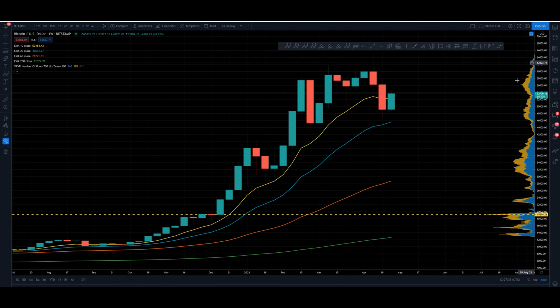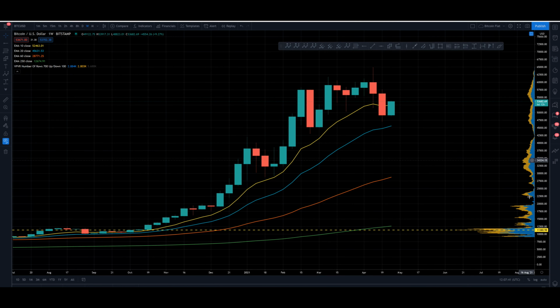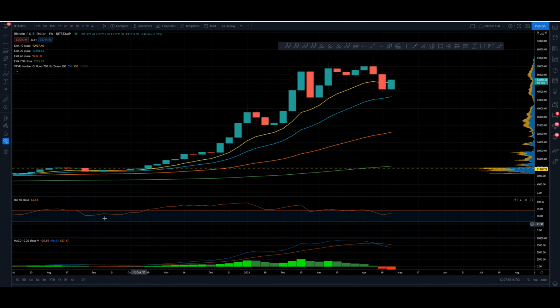We also have a volume profile on the right hand side showing the various peaks and troughs of the buy sell volume, with the point of control being our yellow dashed line here, which represents the extreme of that buy sell volume. We're also going to be using an RSI set to a 10 close, with the green 30 level representing oversold and the red 70 level representing overbought.